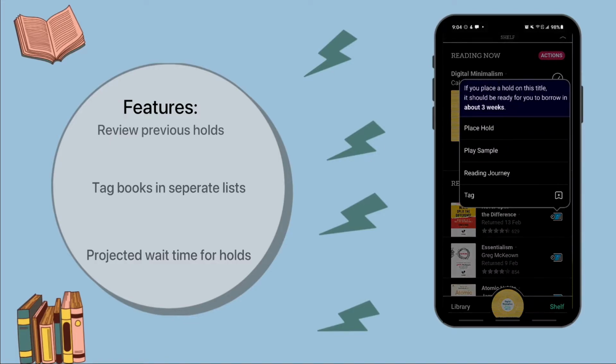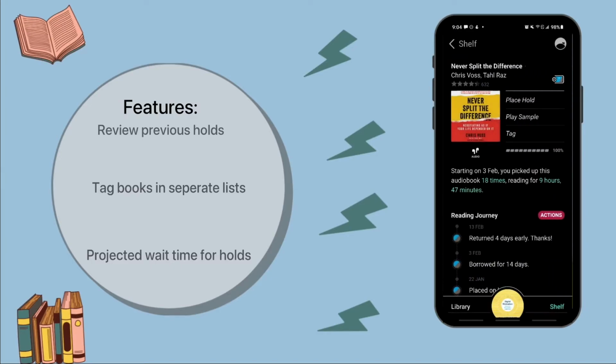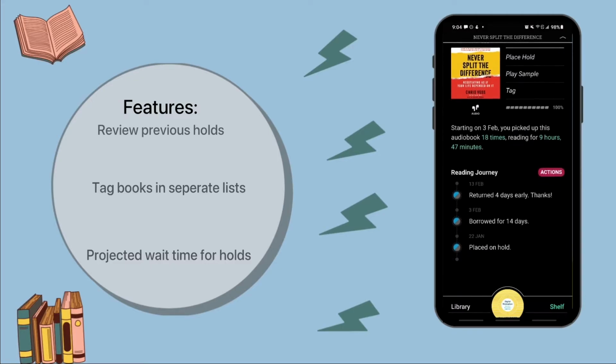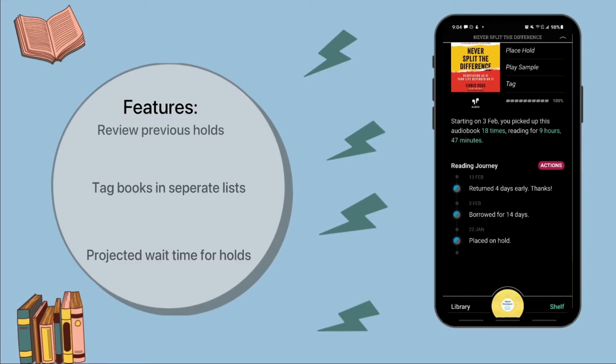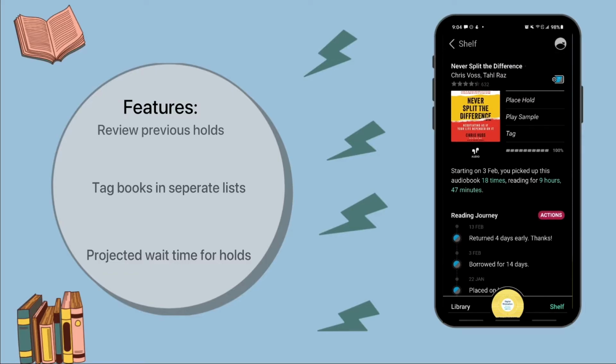Scrolling back down, this is how it would look if I were to place a hold. So I can play a sample, place a hold, or do a reading journey, or tag it. And I can also see that before I place the hold that the book would be ready for me in 3 weeks. I already read this book, but still. And also I can see when I read this book and the speed at which I read the book.